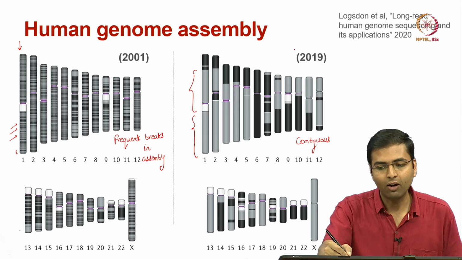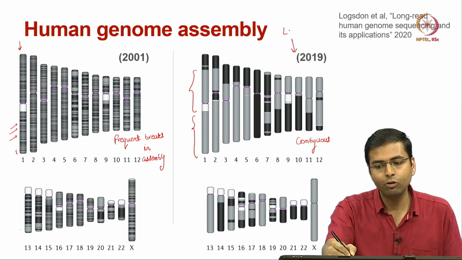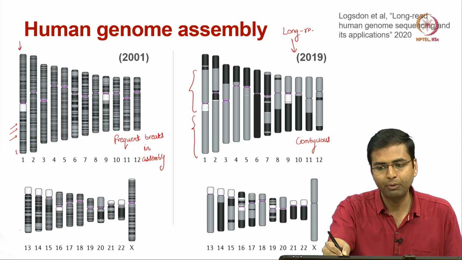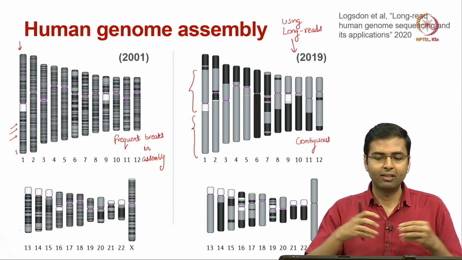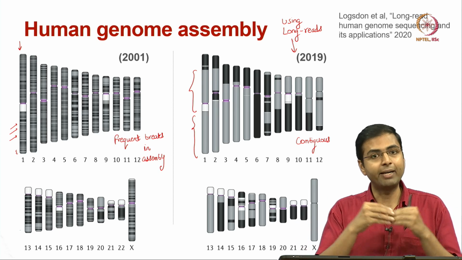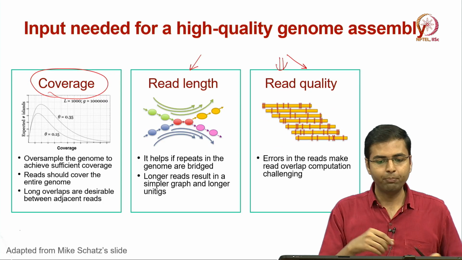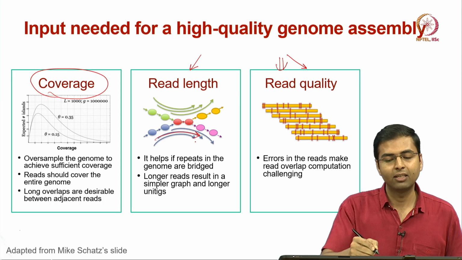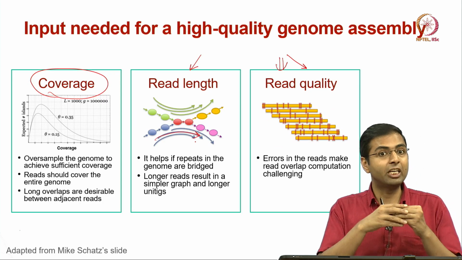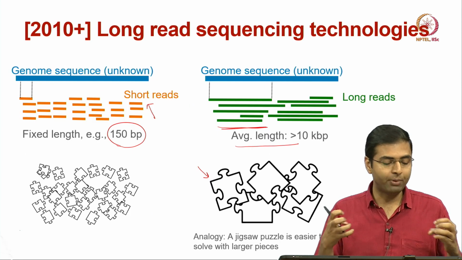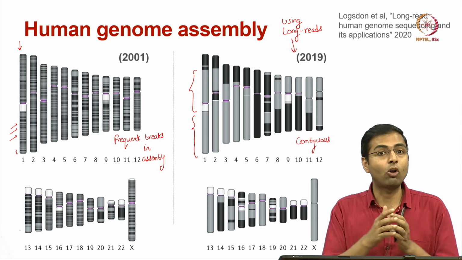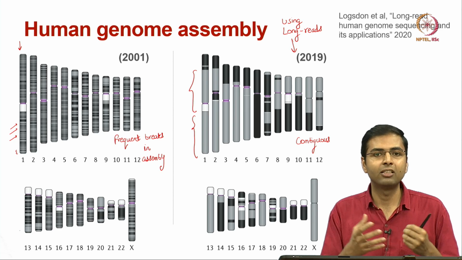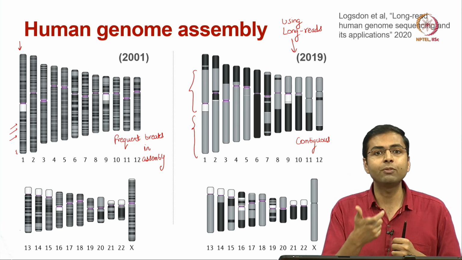This particular assembly was computed using long read technology, which I just talked about in the previous slide. And you can see that when you have longer reads, you can reconstruct genomes with much better quality, because they help you bridge the repeats in the genome sequence. So when you are able to bridge the repeats, you have much simpler graphs, and you can reconstruct much longer unitigs and much longer contigs when you are trying to spell the genome sequence from these graphs.